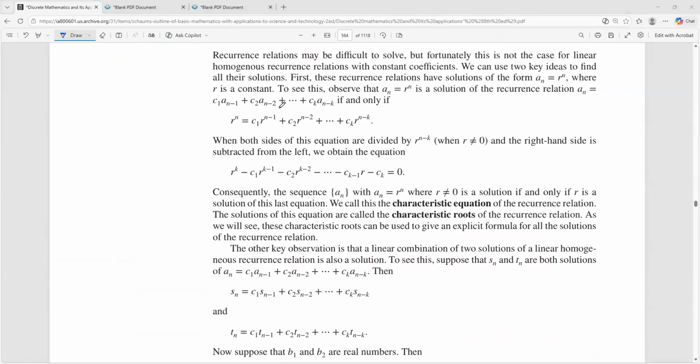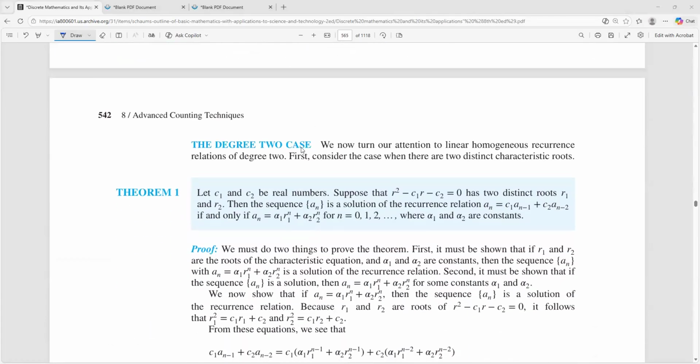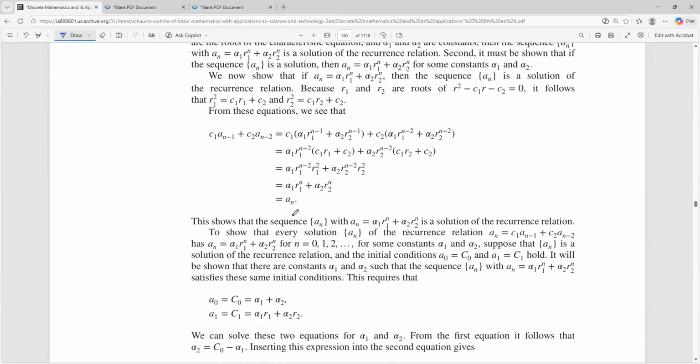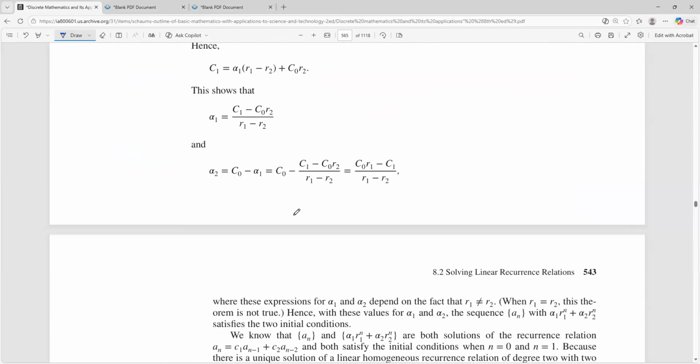So let's do an example. In general, most of the recurrence cases follow one of two. Here's a degree 2 case. C1, C2, suppose that R1 and so on, and the sequence A of n is a solution to this recurrence relation. A_n is equal to C1 times A_{n-1} plus C2 times A_{n-2} if and only if the roots hold. Okay, let's do an example here.